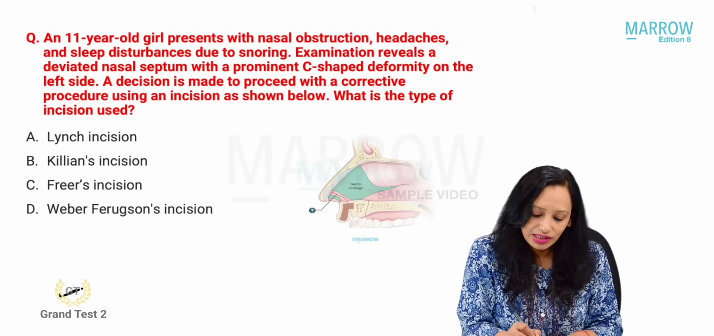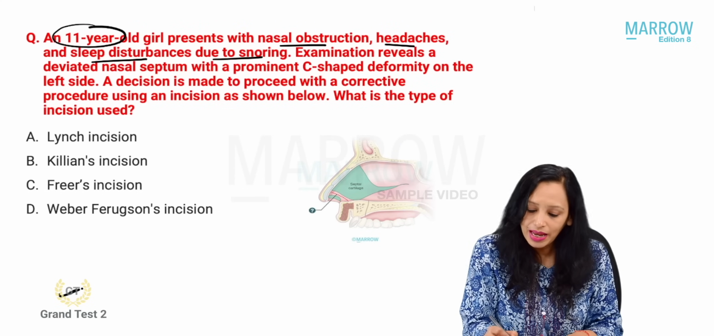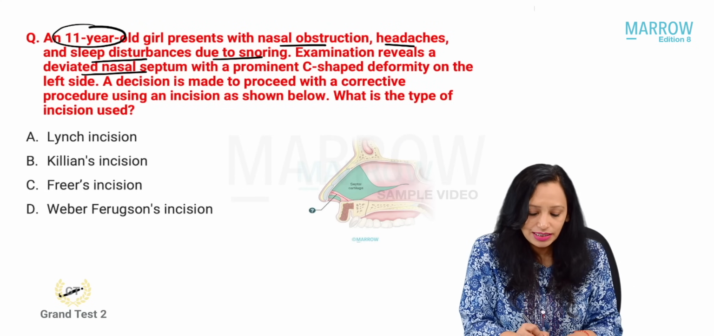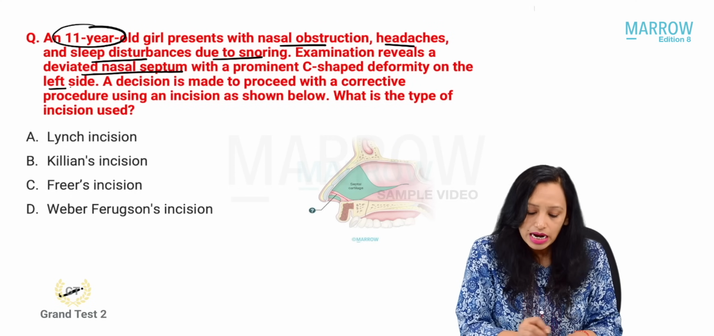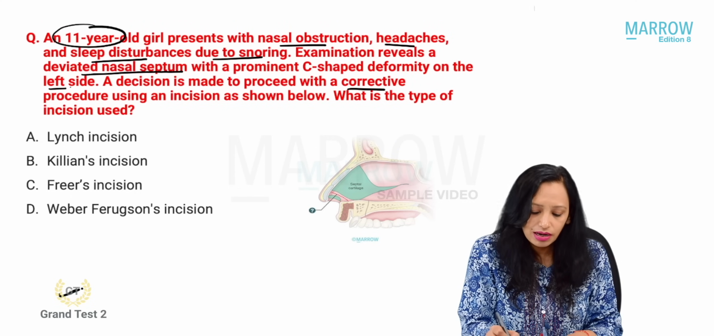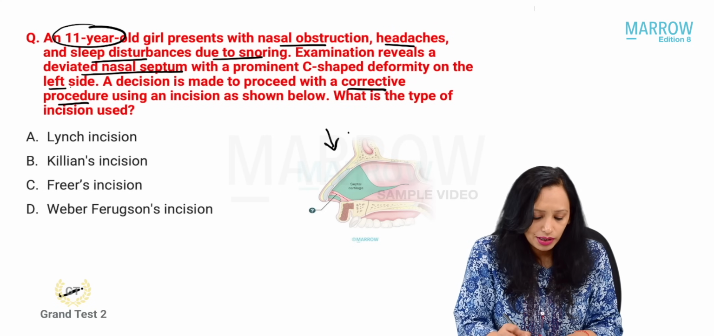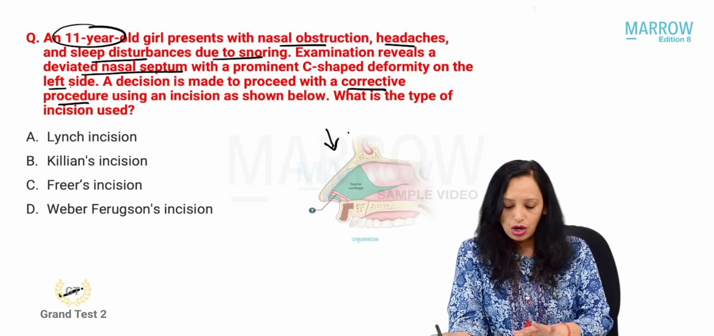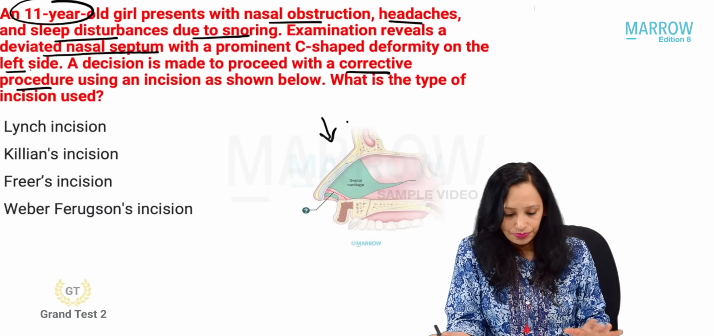An 11-year-old girl presents with nasal obstruction, headaches and sleep disturbances due to snoring. Examination reveals a deviated nasal septum with prominent C-shaped deformity on the left side. Decision is made to proceed with a corrective procedure using an incision as shown below. What is the type of incision used? Okay, so here, let us see the incision.